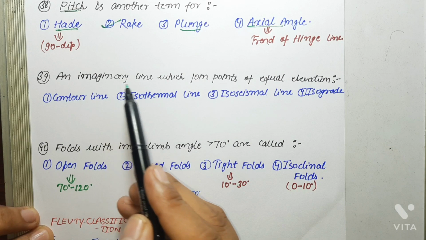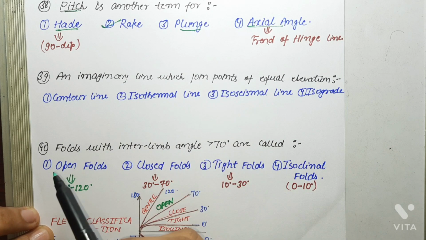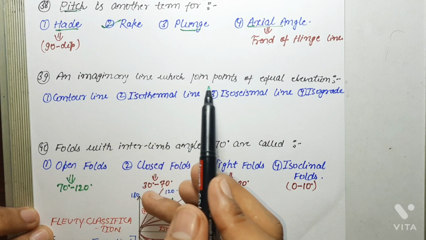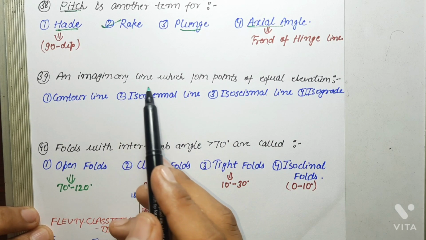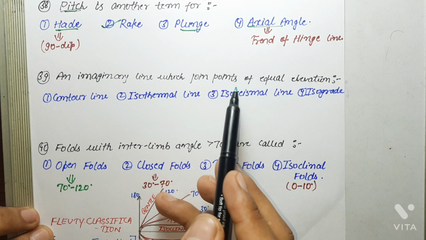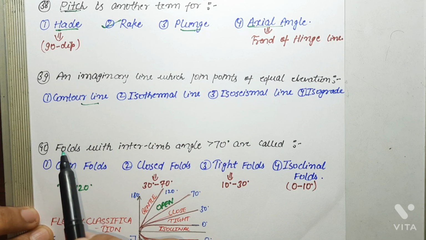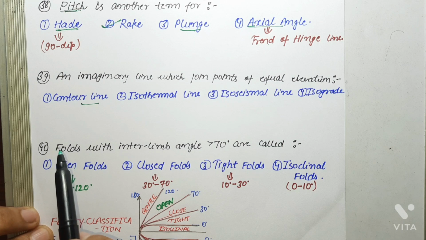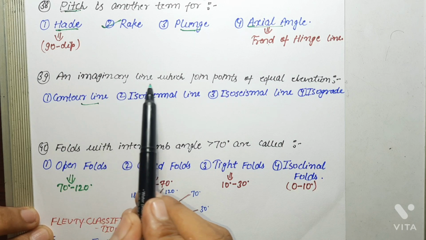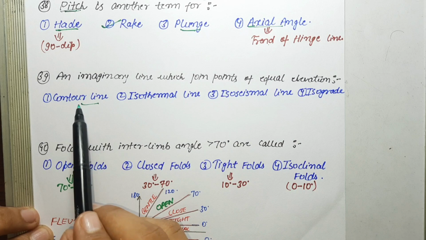Next question is, again, an imaginary line which joins points of equal elevation. Again, this is asking for a definition. An imaginary line which joins points of equal elevation is known as contour line, as I told you earlier in question number 35 or 34 maybe.